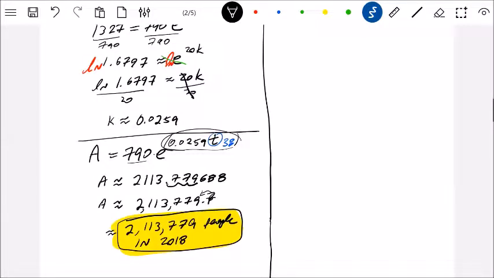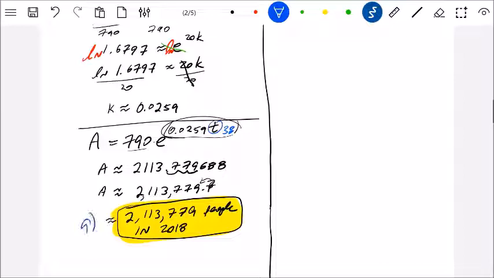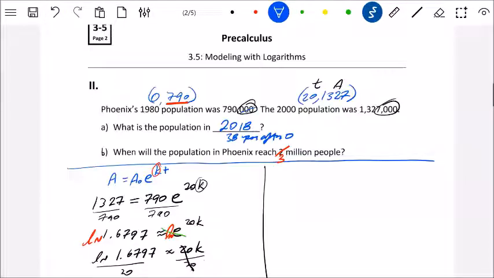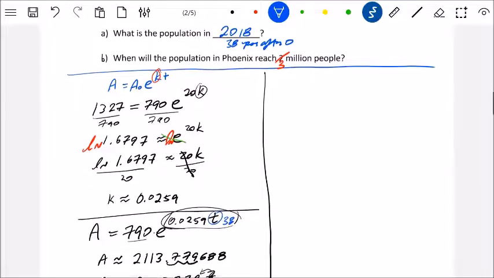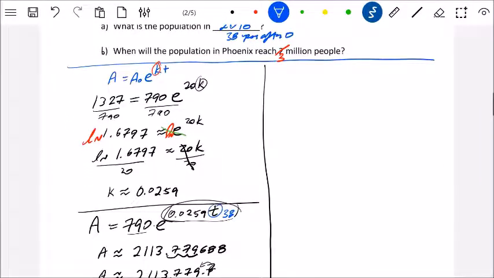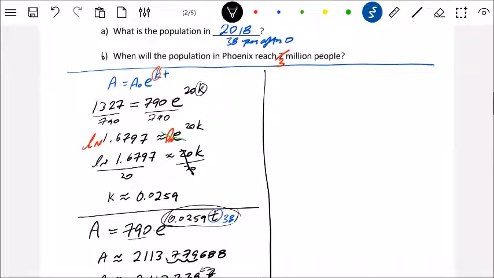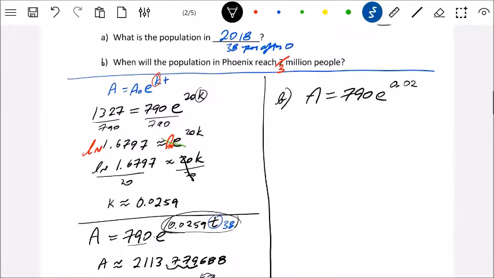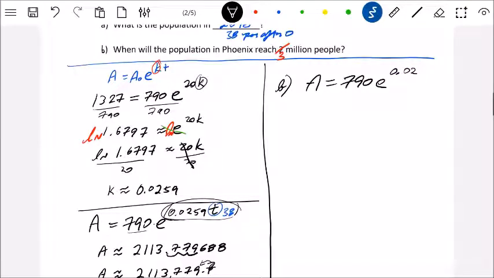So this was all A. This was the answer to A for the problem. So A was at 2018. Now let's see for 3 million people what it would be. I'm going to do part B. And we're going to use the formula A equals 790. Formula that's specifically just for this problem, because we had to use a sample amount in the year 2000, what the population was then, to get us this K that is just for this problem.